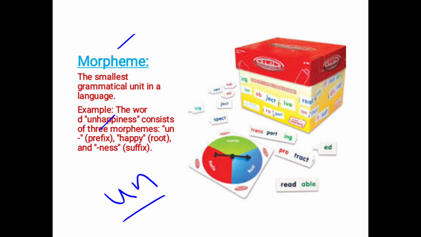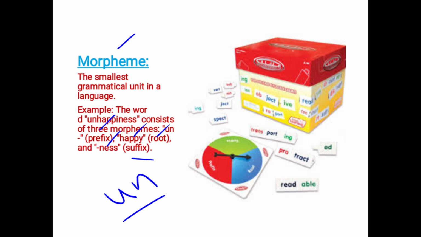The second one is happy. Unhappy. Happy is what? Happy is a root word. The third one is ness. Unhappiness. Ness is actually a suffix. So the first word is the prefix, the second word is the root, and the third one is the suffix.